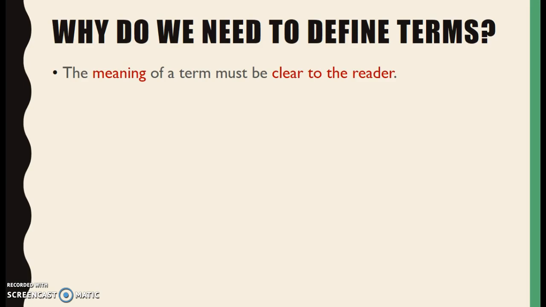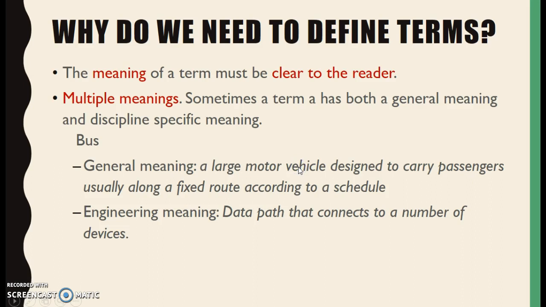Sometimes terms can have more than one meaning. For example, sometimes a term has what we call a general meaning and a discipline-specific meaning. So if we take, for example, the word bus, generally it means a large motor vehicle designed to carry passengers, usually along a fixed route, according to a schedule. We take a bus all the time. We're all familiar with what a bus is. However, in engineering, it has a very special meaning.